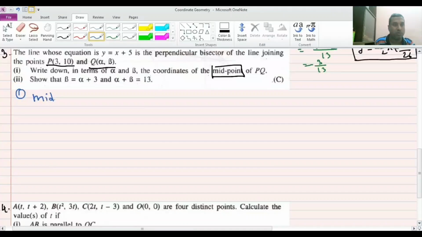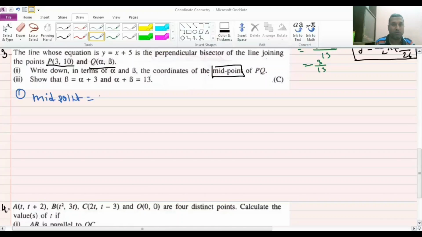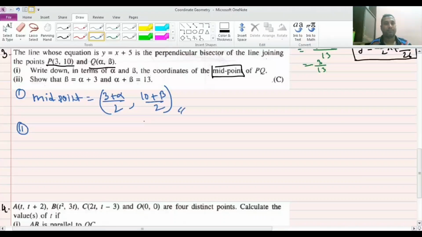The midpoint formula we know. The midpoint formula is what? x1 plus x2 divided by 2 and y1 plus y2 divided by 2. So let us use this formula. Let me consider 3 as x1, alpha as x2. So (3 plus alpha) divided by 2 and (10 plus beta) divided by 2. This is the midpoint. This is the answer of part 1.